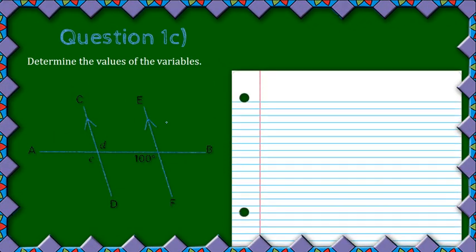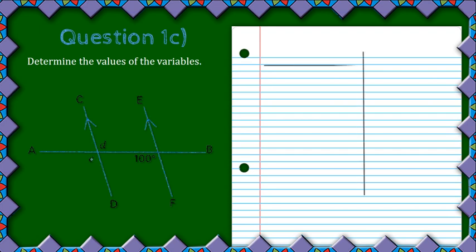Then for 1c, over here we need to solve for C and then for D. Now, if I look at what's given, we're given that CD is parallel to EF, and then this angle and this angle are corresponding angles, so therefore C is equal to 100 degrees, and the reason is corresponding angles. And then CD is parallel to EF. Alright, and then D and C are vertically opposite angles, so D is also equal to 100 degrees, vertically opposite angles.